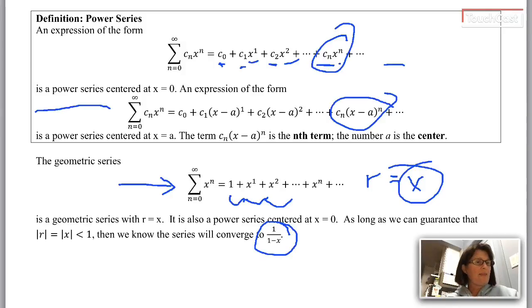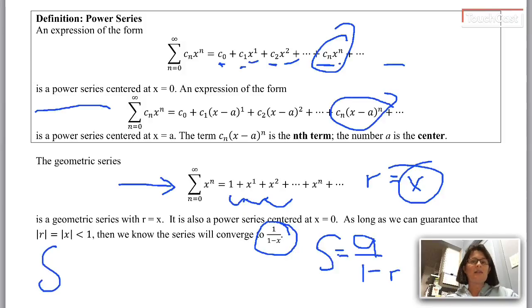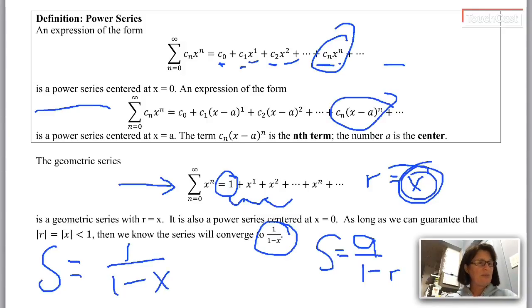Remember that formula that we were remembering? It was the sum is the first term over 1 minus the ratio. Well, in this case, the sum is, what was the first term? 1 over 1 minus, what's the ratio? x. That's how I get this.